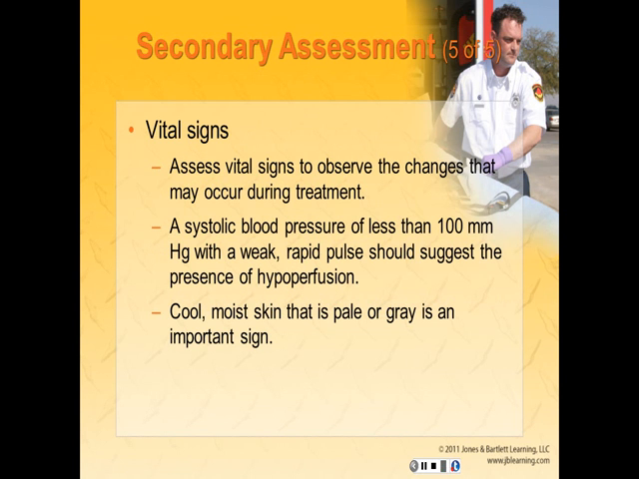Vital signs. Assess your baseline vital signs to observe the changes that may occur during treatment. A systolic blood pressure of less than 100 millimeters of mercury with a weak rapid pulse should suggest the presence of hypoperfusion. Cool, moist skin that is pale or gray is an important sign.